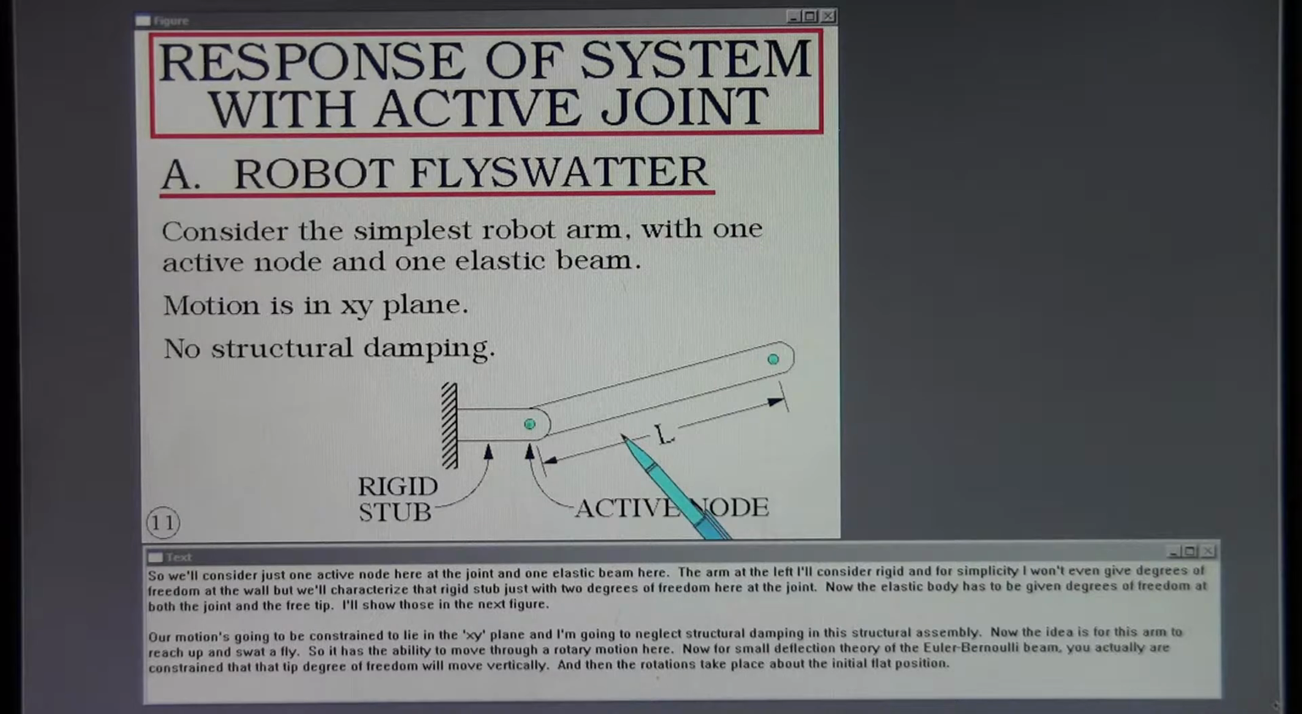Our motion is going to be constrained to lie in the XY plane, and I'm going to neglect structural damping in this structural assembly. Now the idea is for this arm to reach up and swat a fly, so it has the ability to move through a rotary motion here. Now for small deflection theory of the Euler-Bernoulli beam, you actually are constrained that tip degree of freedom will move vertically, and then the rotations take place about the initial flat position.